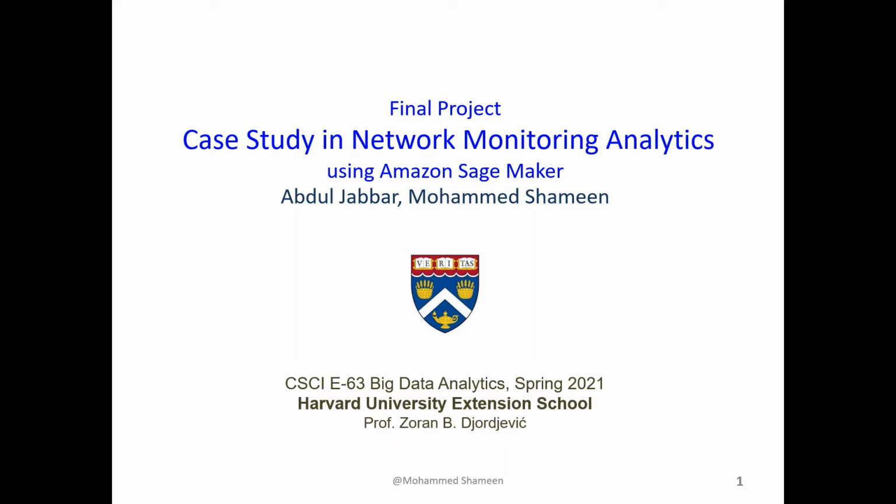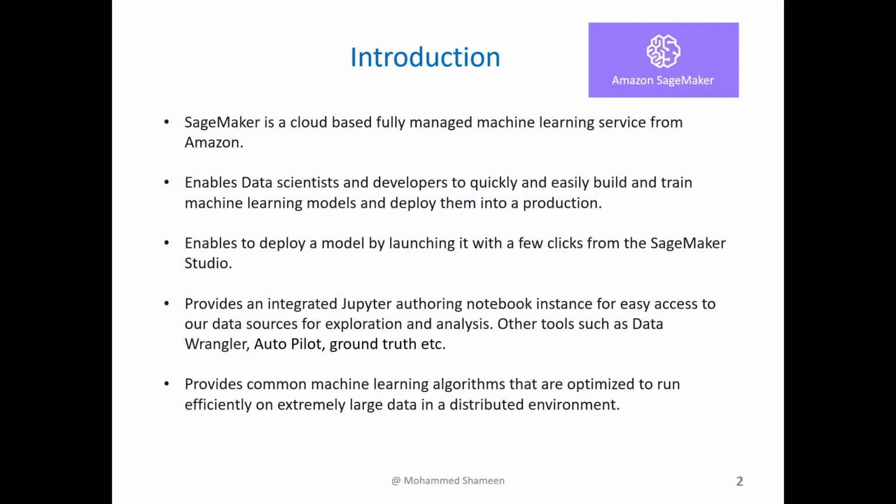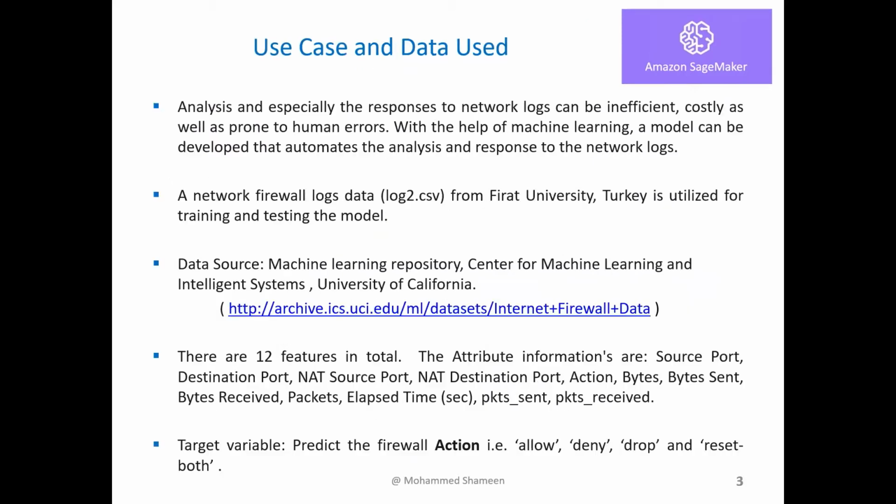Today I will present Amazon SageMaker and briefly introduce some of its rich ML features using a case study. SageMaker is a fully managed machine learning service from Amazon. It helps us to easily develop and train machine learning models and deploy them at scale. It provides SageMaker Studio, which is an integrated machine learning environment and hosts multiple tools such as Data Wrangler and Autopilot. SageMaker offers common ML algorithms out of the box.